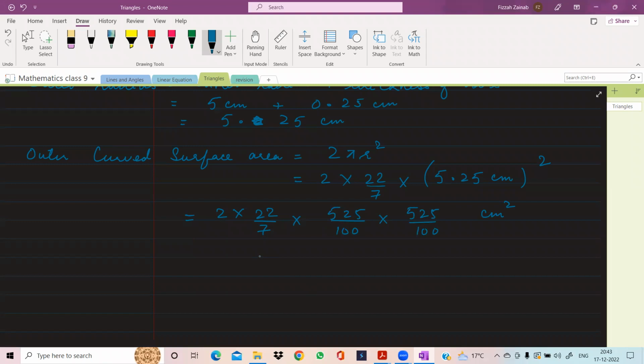Okay, so this is divisible by 7 as you can see. So 2 into 22 becomes 44, and then 1 7 if you cut, so this becomes 7 into 7 is 49, 35. So 7 into 5 is 35 and then 525, right? Then you have 100 into 100 centimeters square. Clear? Okay, now this you have to multiply. Now please multiply and tell me what you're getting.